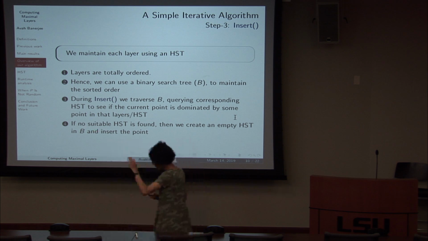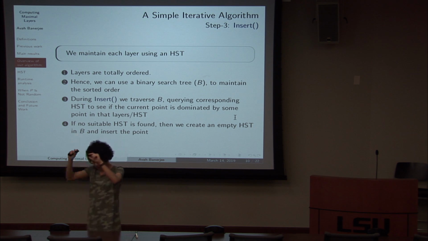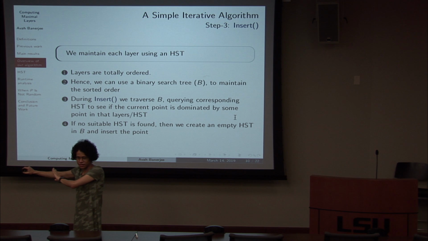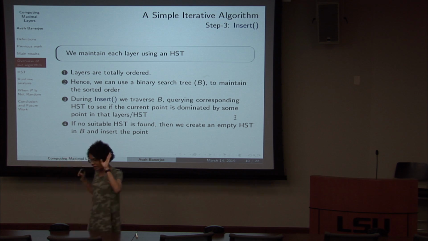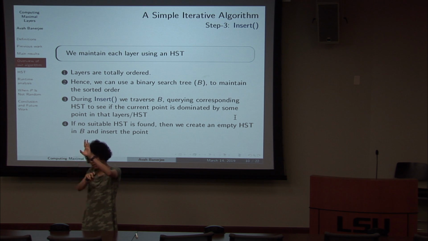What we do is start with the root, take the new element which we want to process, and make this query: does the HST inside the root contain a point which dominates this point? If it does, then I should look in the right direction. If not, then it may belong here, but it may also belong higher up. So I hold this position and look to the left.